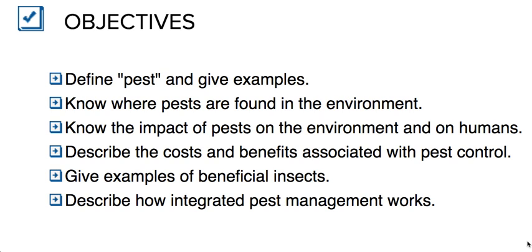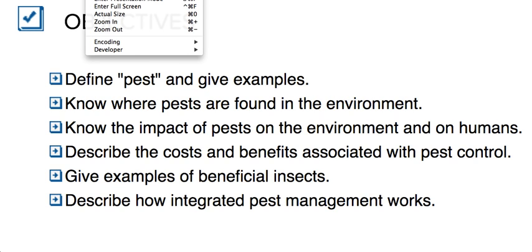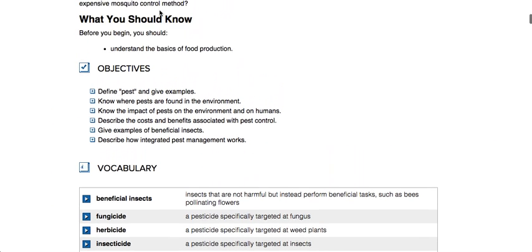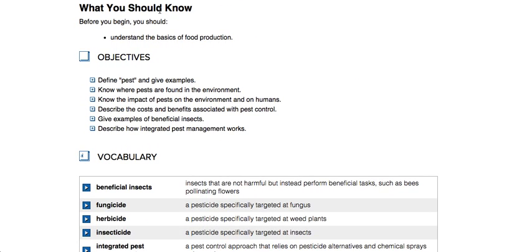So, with that, my hope is that when you complete the project, you'll be able to explain what pests are and give examples of them, know where they're found, know about the impacts of them on the environment and on us, talk about cost benefits associated with controlling them, give examples of beneficial insects, and then describe how IPM or integrated pest management works. Those are your objectives. Okay, let's take a few minutes here and talk a little bit about pest management before we talk about the project.